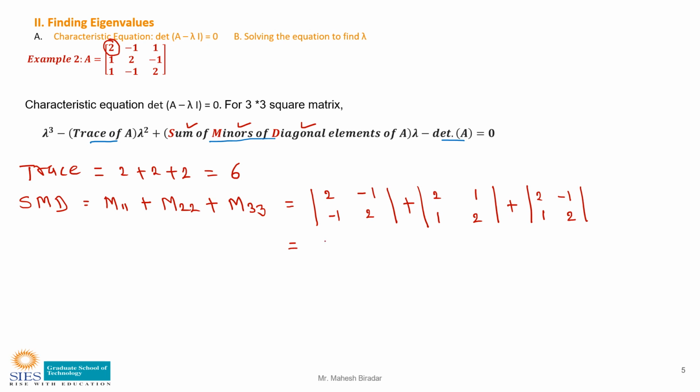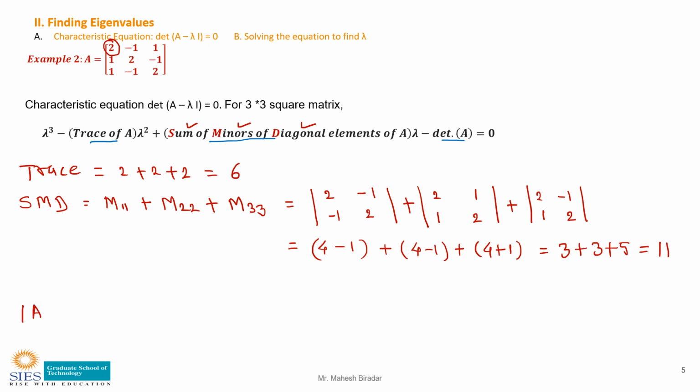After simplification, this is 4 minus 1, 4 minus 1, and 4 plus 1. That is 3 plus 3 plus 5, which is equal to 11.